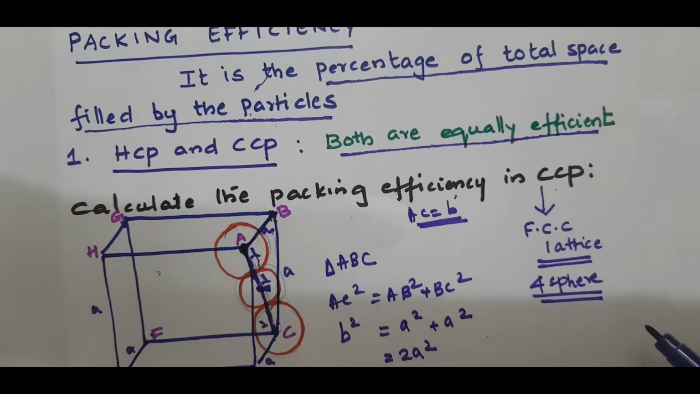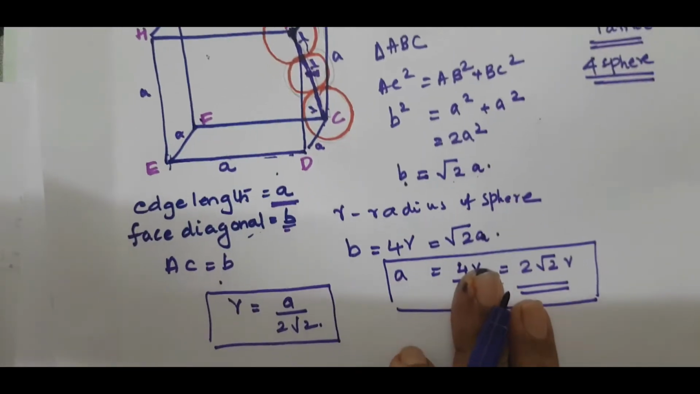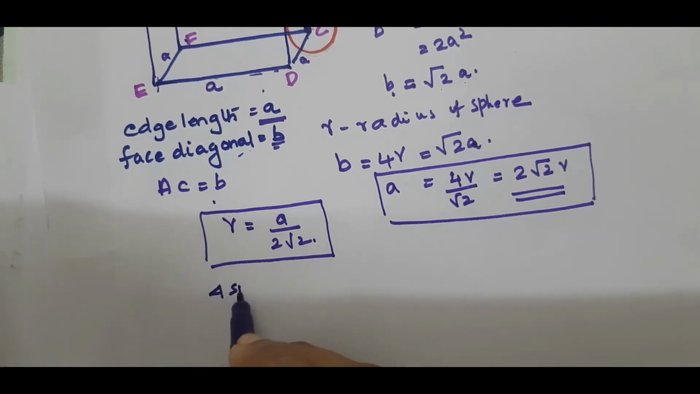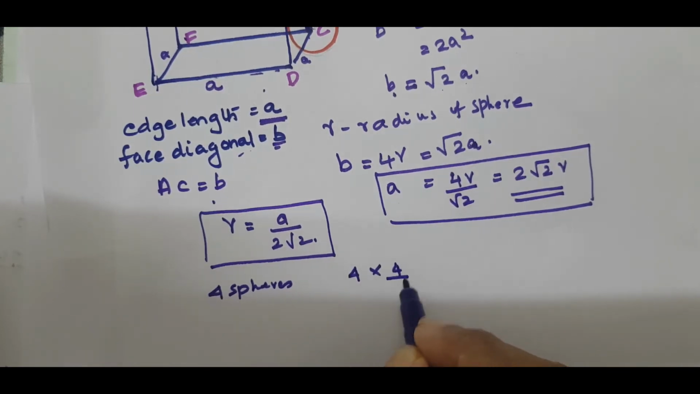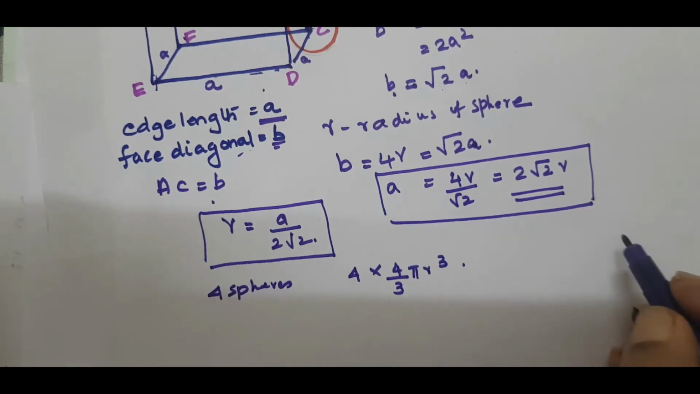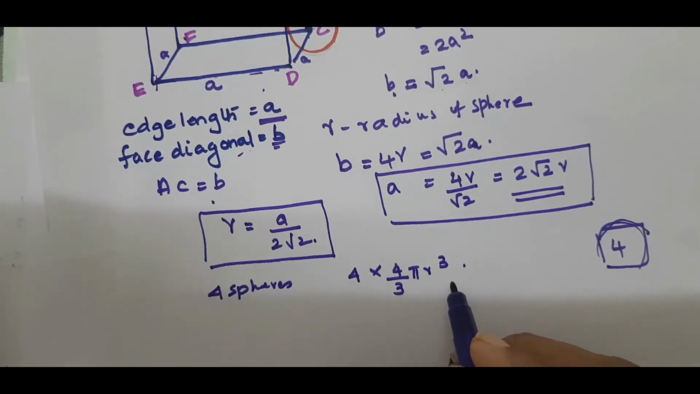And in simple cubic, there is only 1 sphere. In FCC, there are 4 spheres. And in BCC, there are 2 spheres that we have already seen, isn't it? Okay. Now, CCP structure is having an FCC lattice, since it contains 4 spheres. Now the volume of these 4 spheres is equal to 4 into 4 by 3 pi r cube, isn't it? So if a unit cell contains 4 spheres, the volume occupied is 4 into 4 by 3 pi r cube, correct?